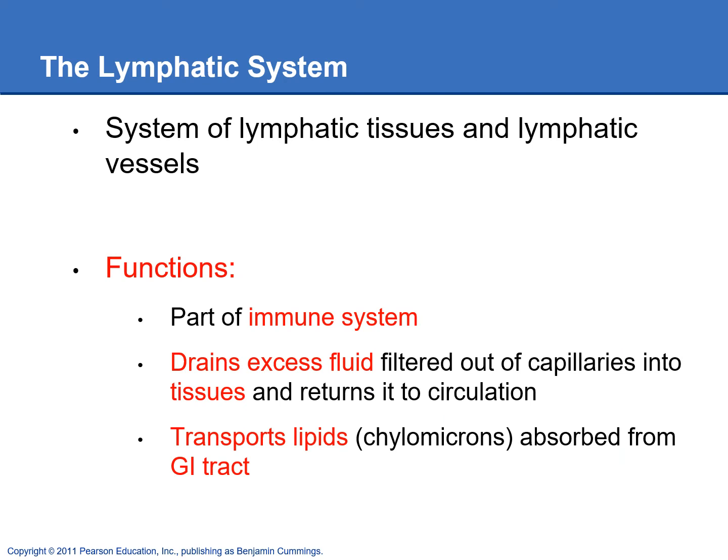The lymphatic system has a couple of different functions. It's an important part of the immune system. It also drains the excess fluid filtered out of the capillaries into the tissues and returns it to the circulation. And it also transports lipids that were absorbed from the GI tract. So remember, those lipids get packaged up as chylomicrons, those big lipoproteins. They're too big to fit in the capillaries, so they enter into the lacteals and then get transported by the lymphatic system into the blood.